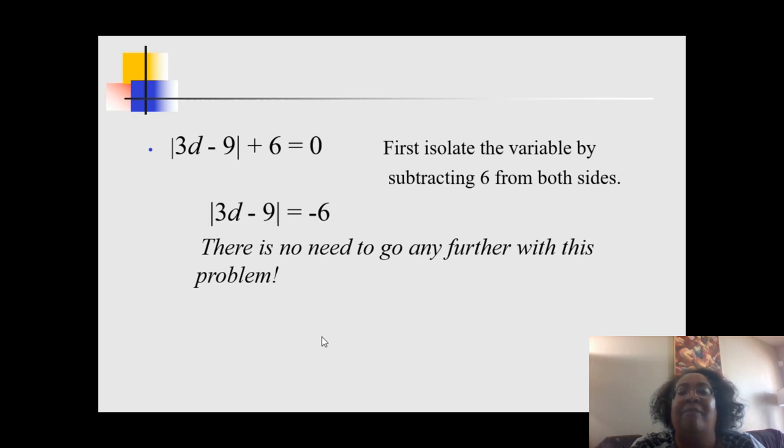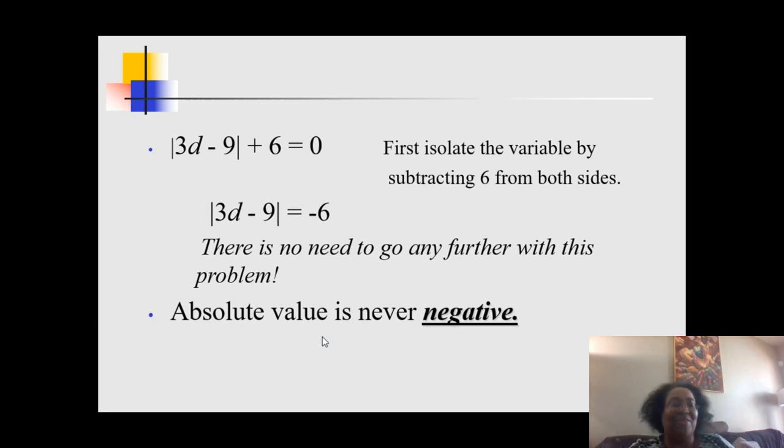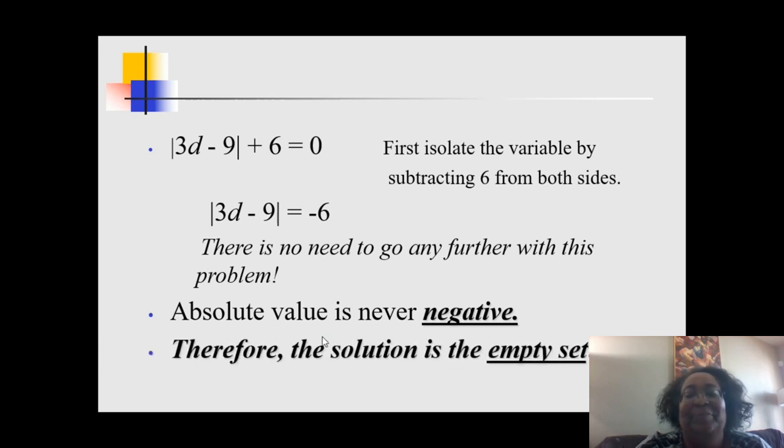Now, why would I not need to do this on both sides? Because the absolute value is never negative. So if you get a negative answer, when you isolate the variable, you can stop. And this is one where you have no solution.